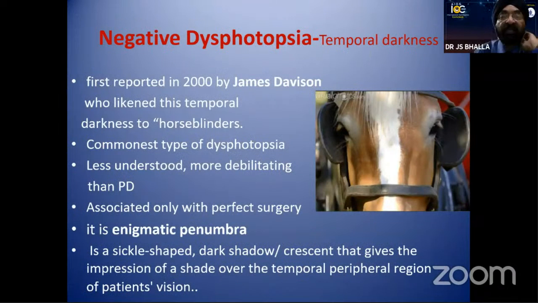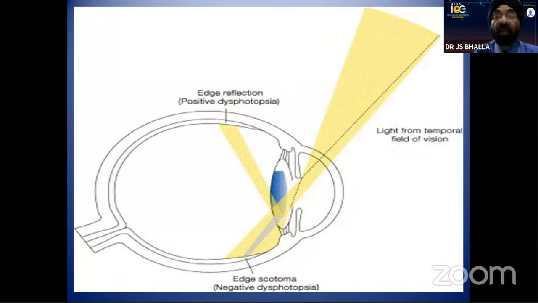So negative dysphotopsia was first reported in 2000 by James Davison, who likened this temporal darkness to horse blinkers. It is the commonest type of dysphotopsia, least understood, more debilitating than positive dysphotopsia, associated only with perfect surgery, and it's a sickle-shaped dark shadow or a crescent that gives the impression of a shade over the temporal peripheral region of the patient's vision. So why does it occur?